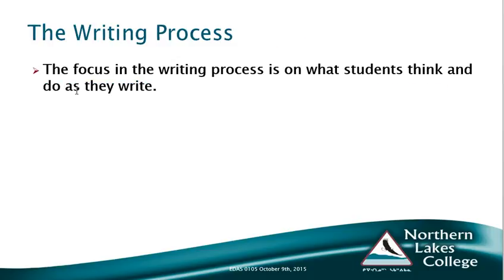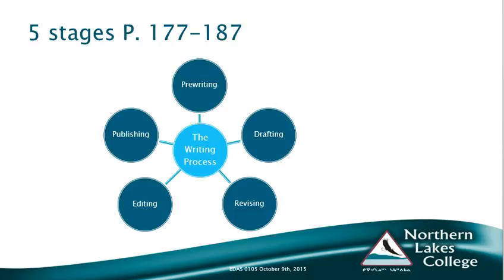So the writing process. The focus in the writing process is on what students think and do as they write. So scroll down to this little picture that I made. So this has the 5 stages of writing. So in the middle we have the writing process. We start off with pre-writing at the top here. Then we're going to draft what we want to write. Then we're going to revise what we're going to write, and then we're going to edit it. And then once we're done editing, then we publish it.